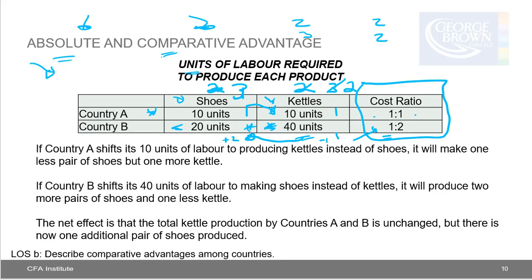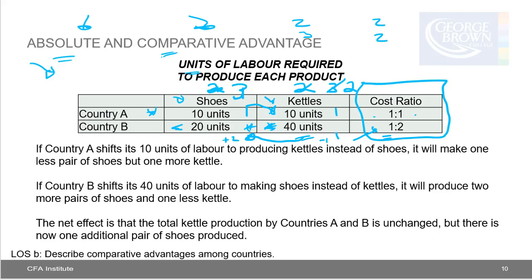Okay, so hopefully that helped you. You may have to work your way through it once or twice going through the chapter. But again, absolute advantage: fewer units of labor. Comparative advantage: you're looking for the cost ratio. You're going to make the item that takes fewer resources in terms of labor in this example.